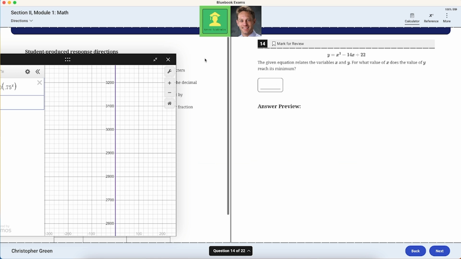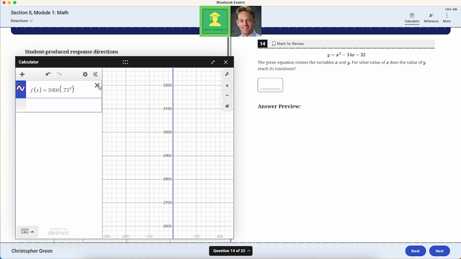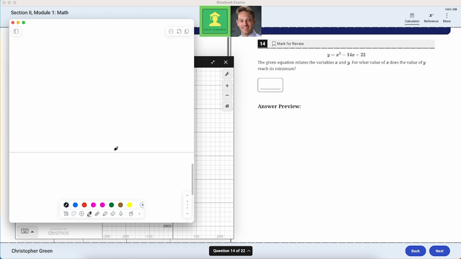The given equation relates the variables X and Y. For what value of X does the value of Y reach its minimum? So this is a classic situation where if you know the rules, the special attributes of a quadratic, the axis of symmetry is always negative b over 2a. I can quickly give the long form explanation for that.